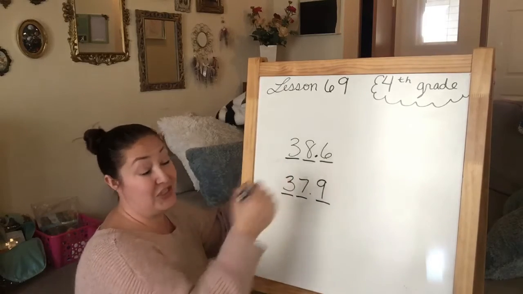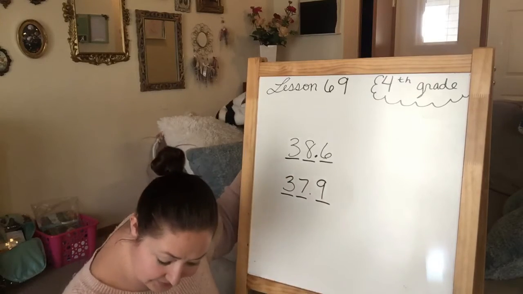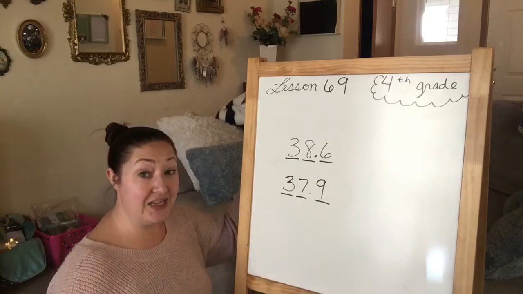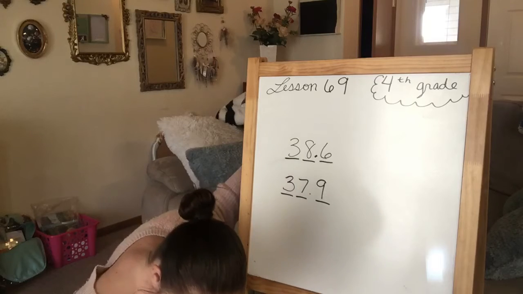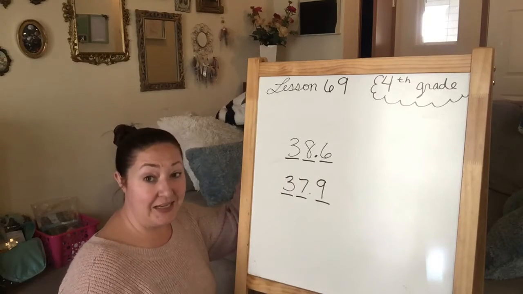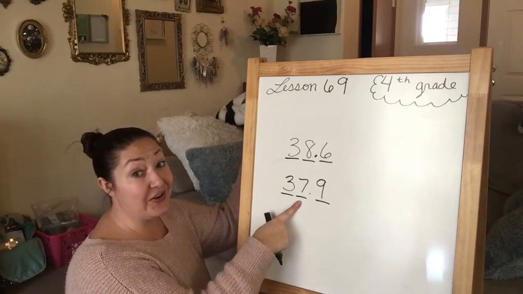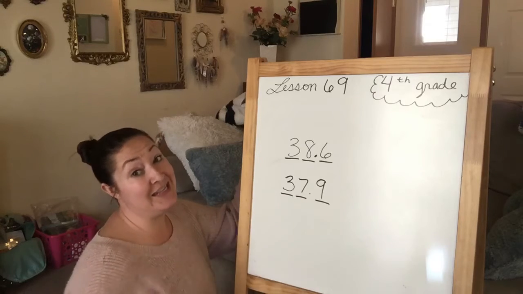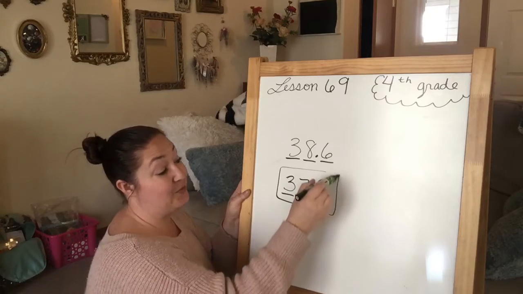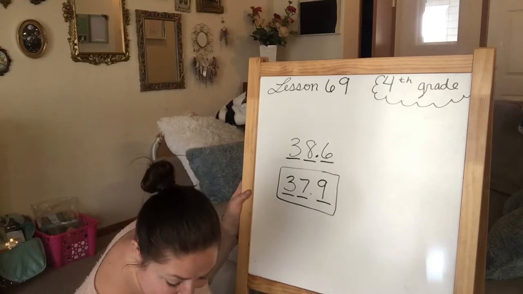So these people were running these 200-meter races, and this guy, John, took 38 and 6 tenths of a second to run 200 meters. And it only took her, Juanita, 37.9 seconds. So who ran it faster? It took her less time to run it, so she was faster. You understand? Get that?